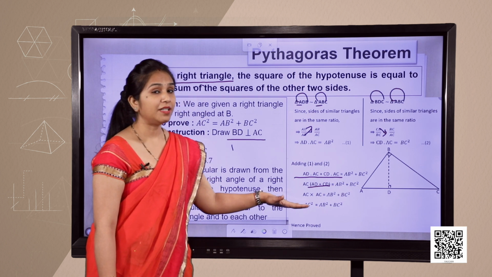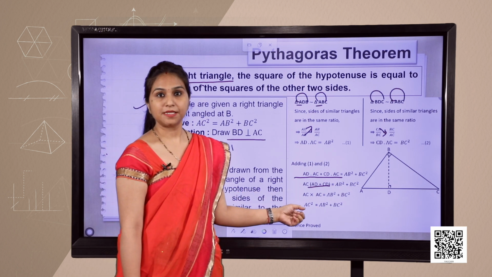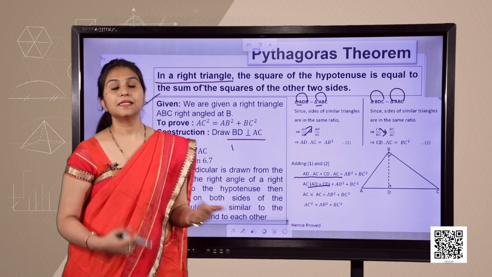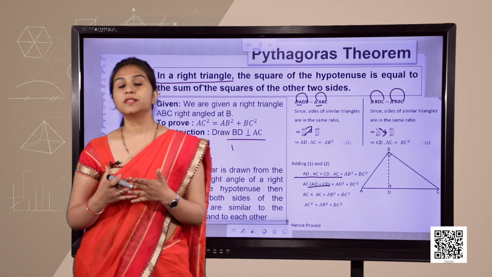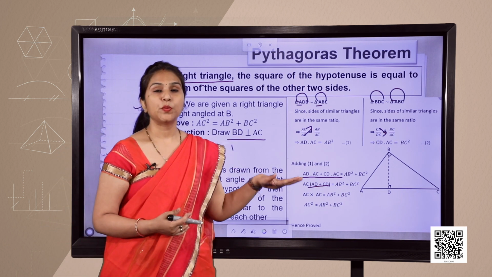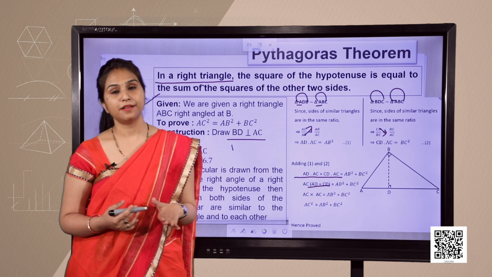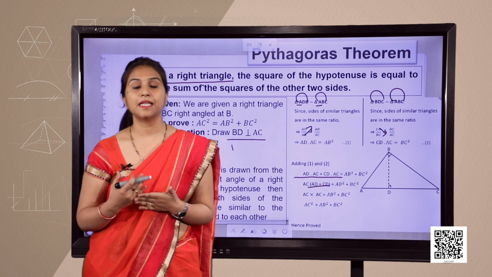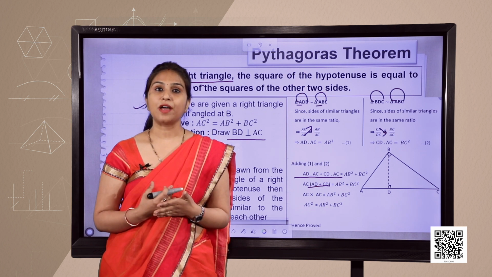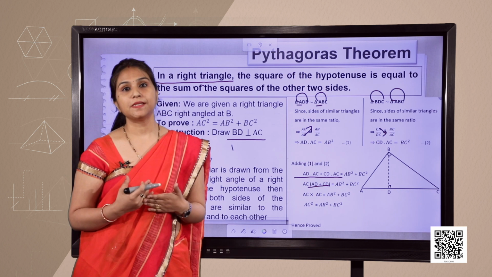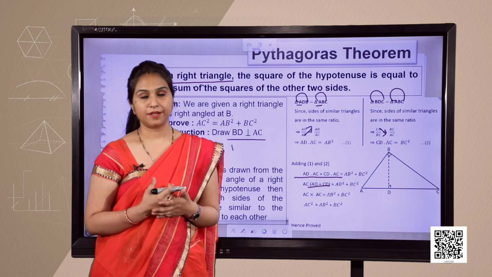Now, see the triangle again, AC is your hypotenuse. So, what we are showing is that the square of the hypotenuse is equals to sum of the square of other two sides. So, children, with this we have proved Pythagoras theorem which says that the square of the hypotenuse is equals to sum of the square of other two sides. After this, we will be going to discuss about the converse of Pythagoras theorem.